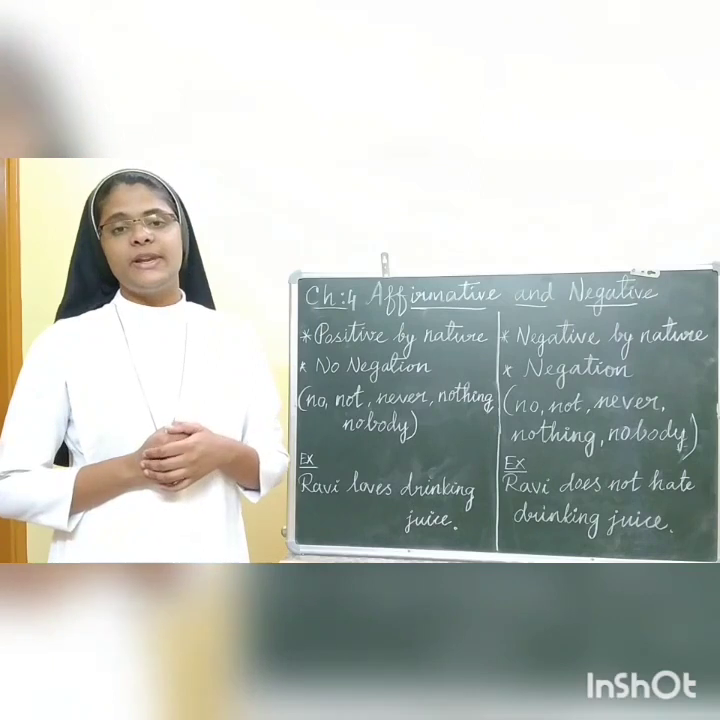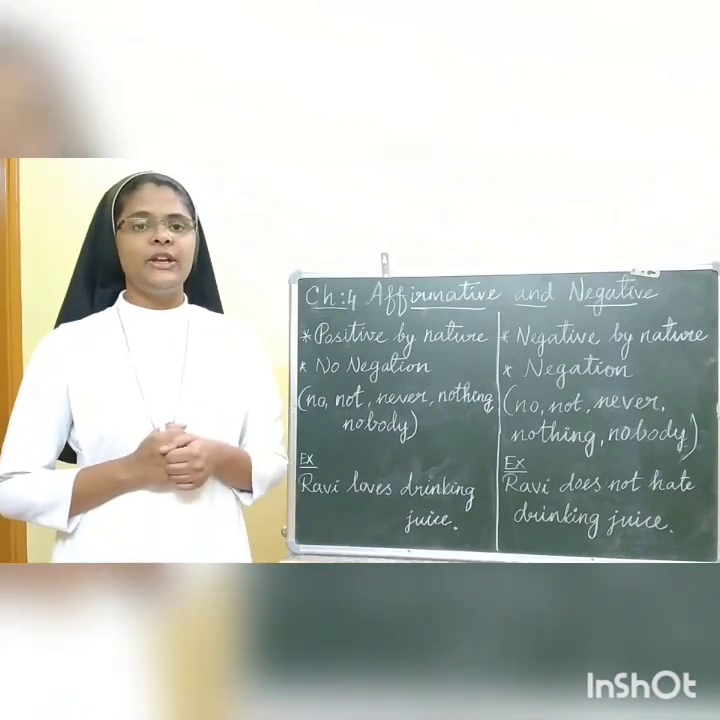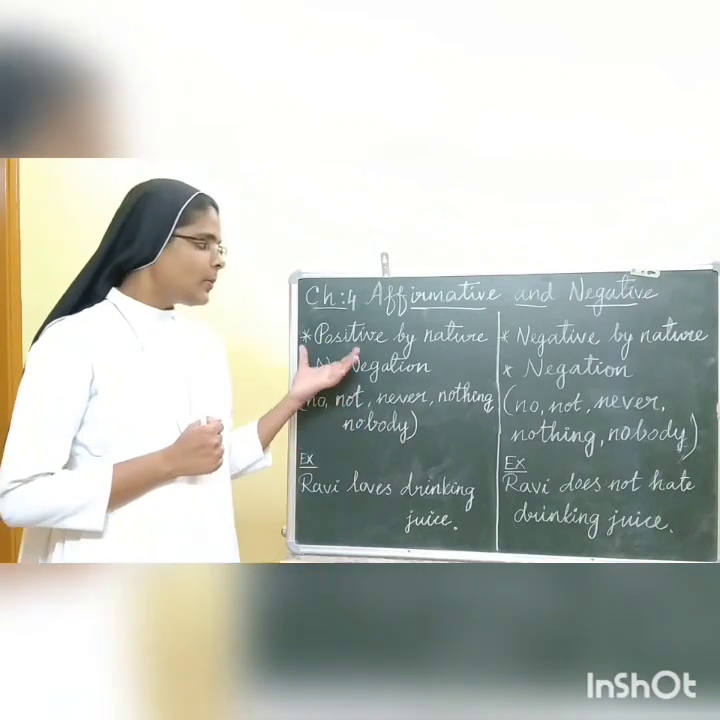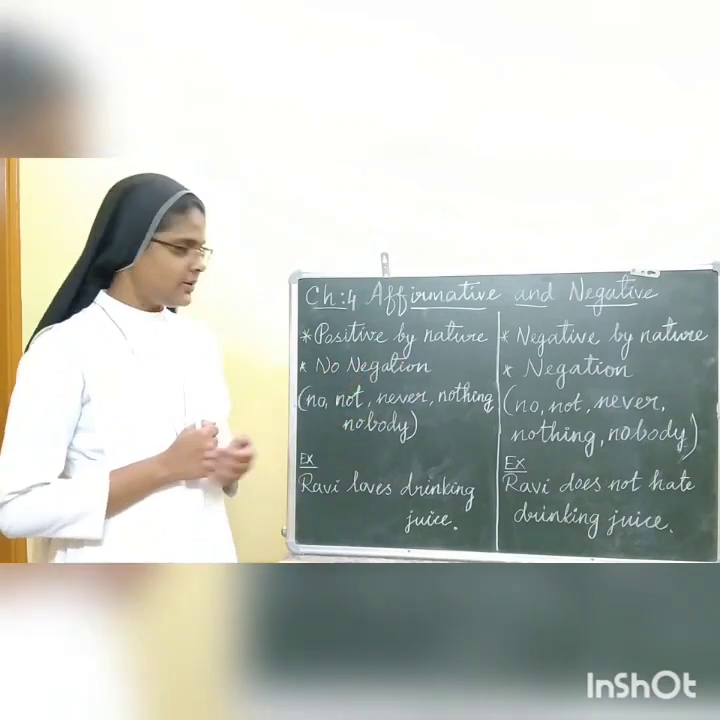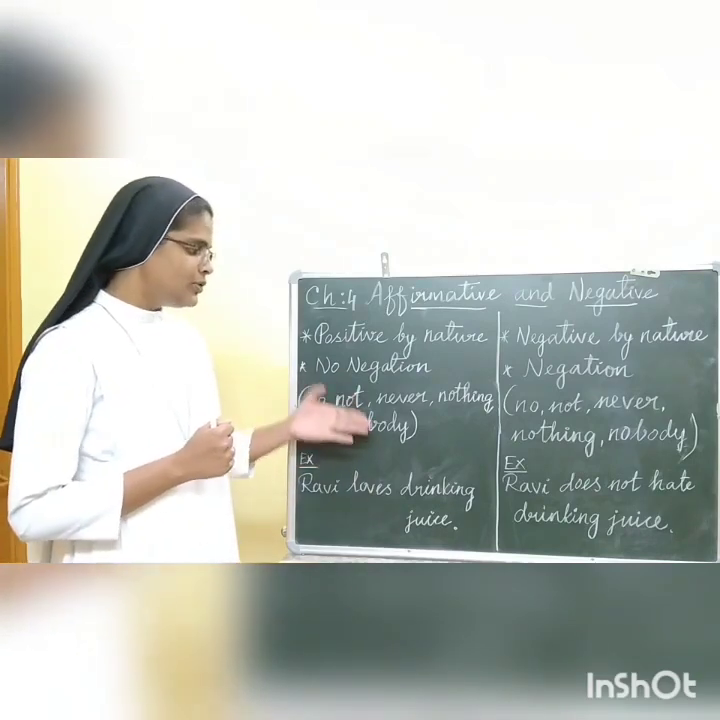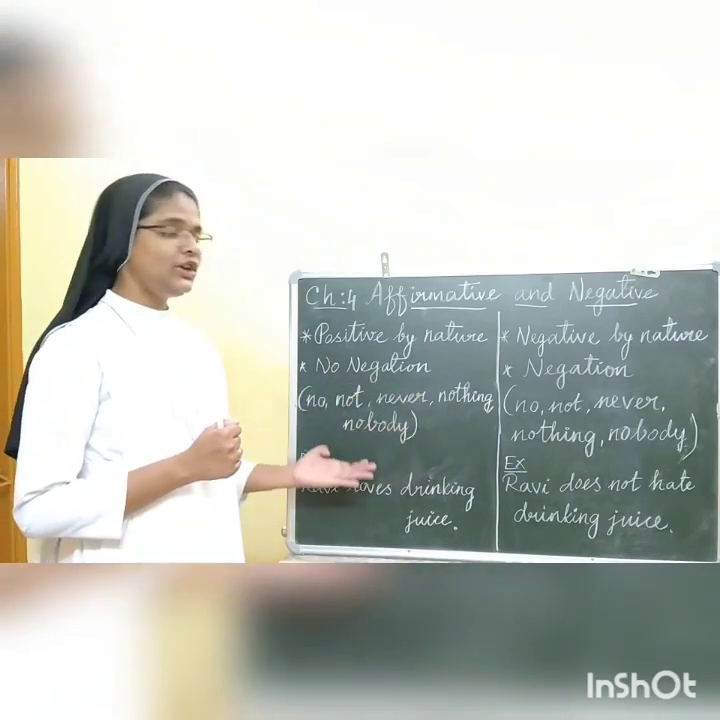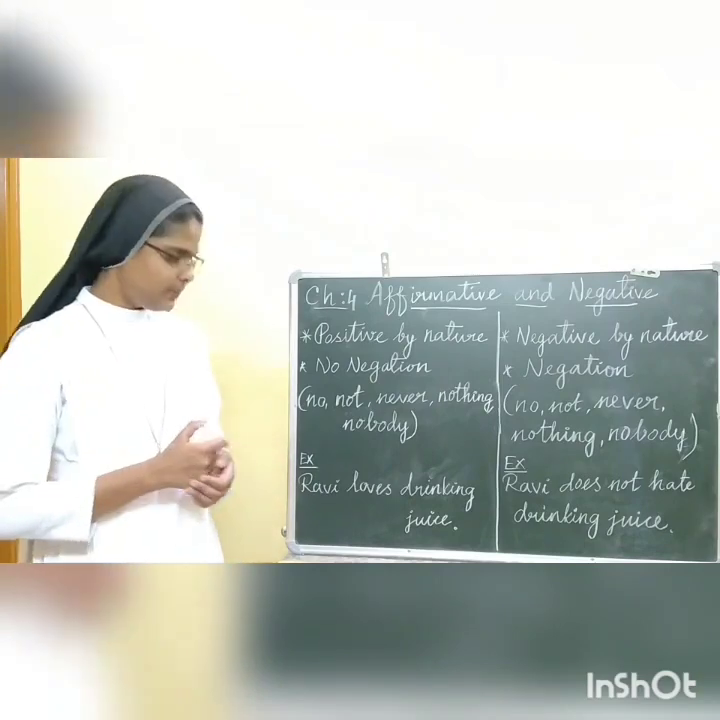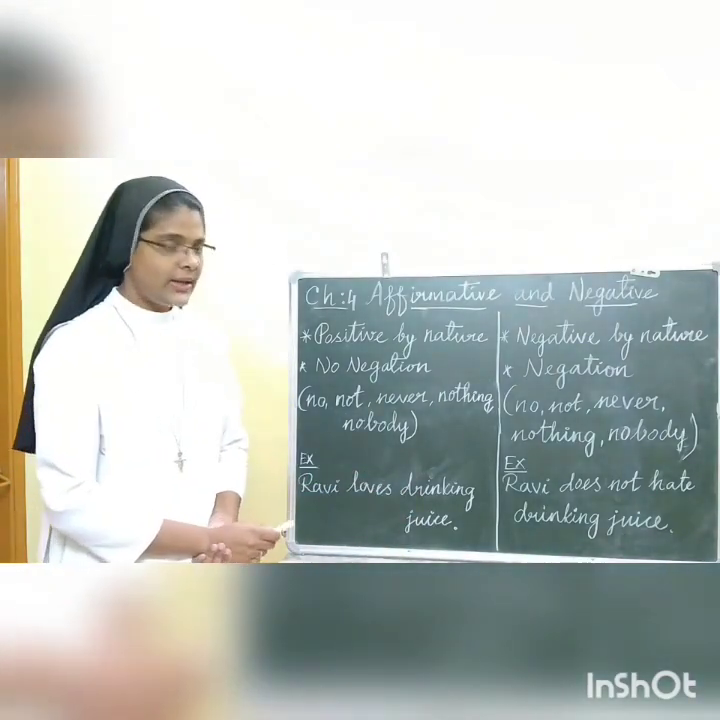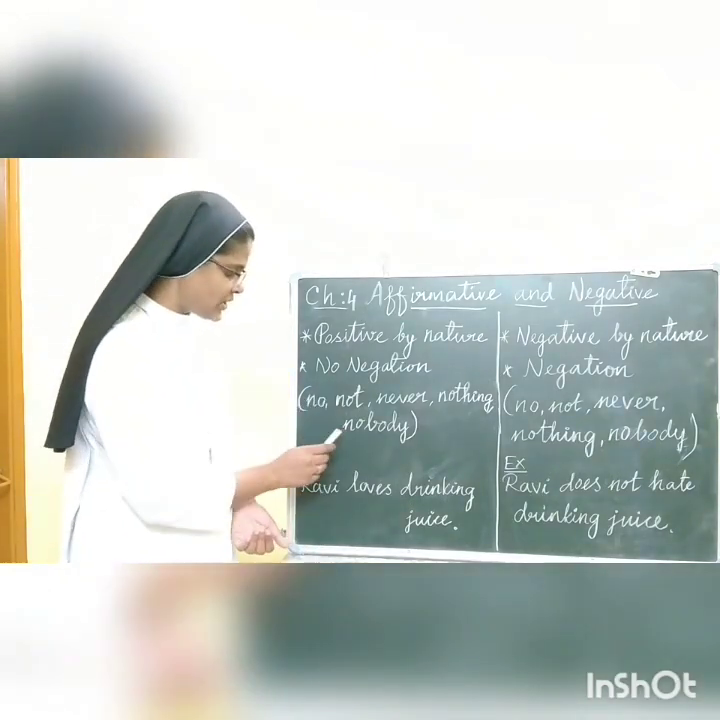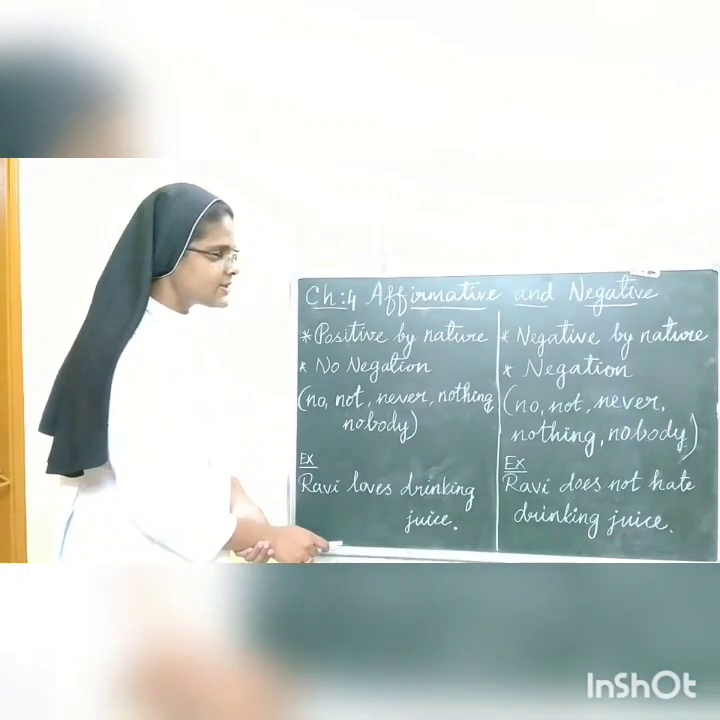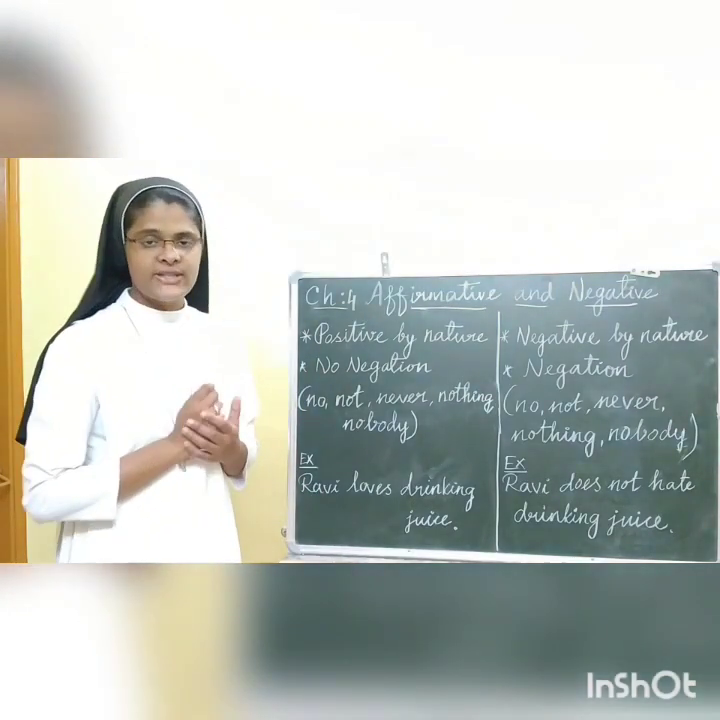First let me explain what an affirmative sentence is. Affirmative sentences are positive by nature. They have no negation of no, not, never, nothing, nobody. For example, Ravi loves drinking juice. There is no negation of no, not, never, nothing, nobody. So this is an affirmative sentence.